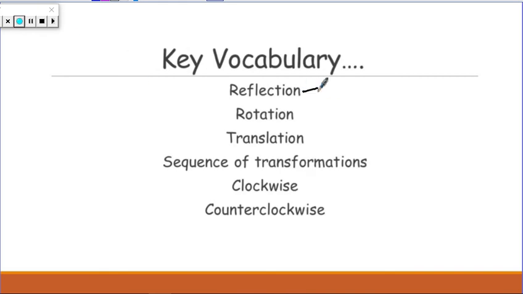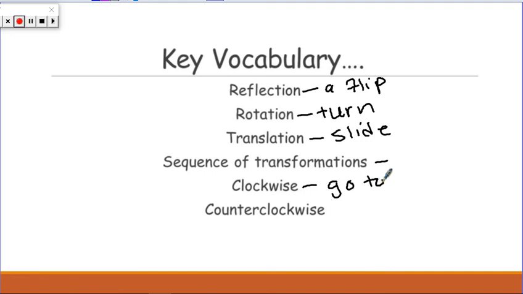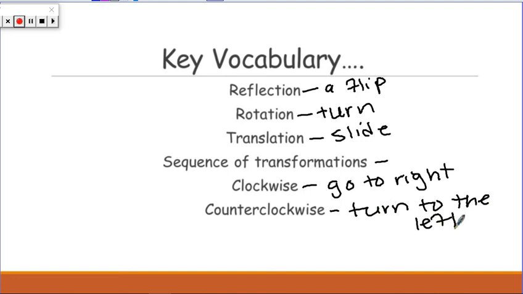A reflection is a flip, and you may have to flip over a certain line or a certain axis. A rotation means to turn. A translation means to slide. And a sequence of transformation is when you can do a flip, a turn, and a slide all at the same time, or you can do 2 of them at one time. Clockwise means to go to the right. Counterclockwise means to turn to the left. And you're good from there.